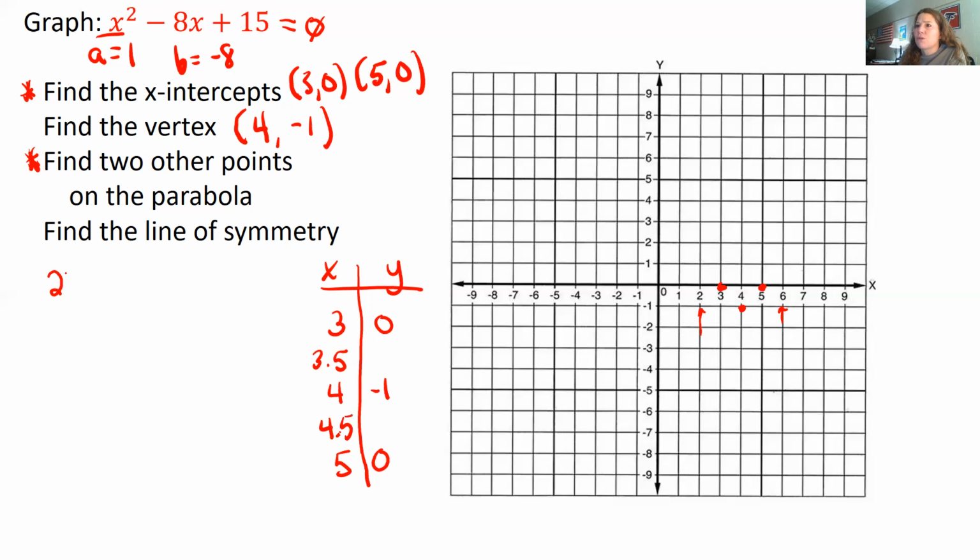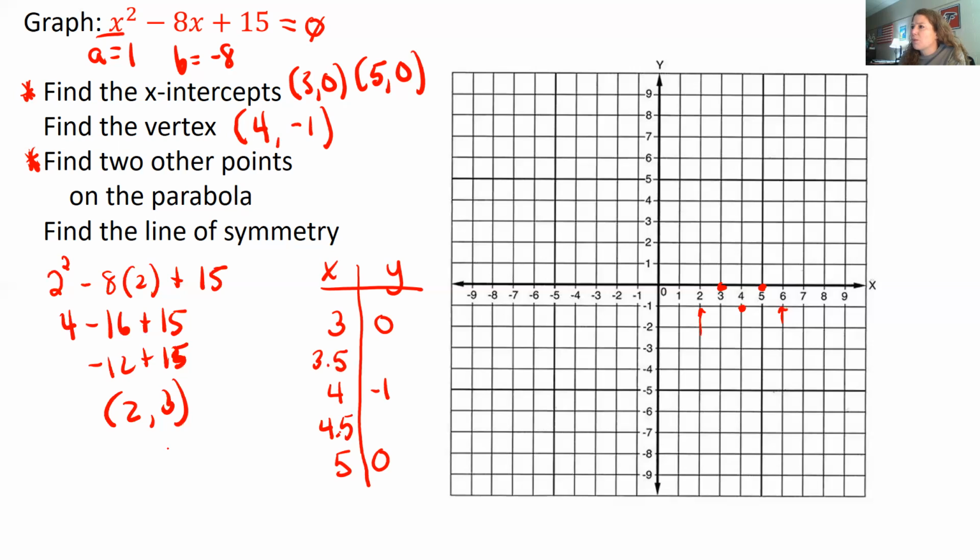So if x is 2, we're going to do 2 squared minus 8 times 2 plus 15. So 2 squared is 4 minus 16 plus 15. So that would be what? Negative 12 plus 15. So when x is 2, y is 3. So I bet it's true with 6 as well. So let's plug in 6 for x. So we're going to do 6 squared minus 8 times 6 plus 15. So 6 squared is 36 minus 48 plus 15.